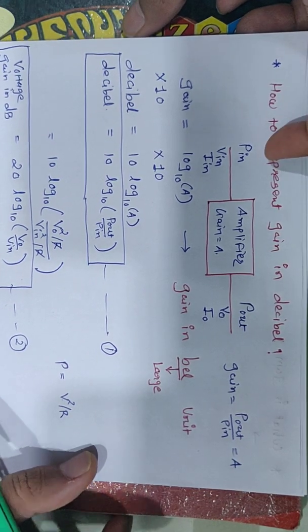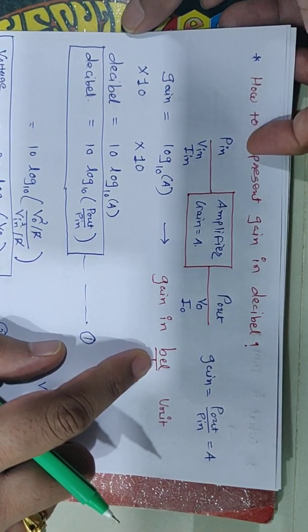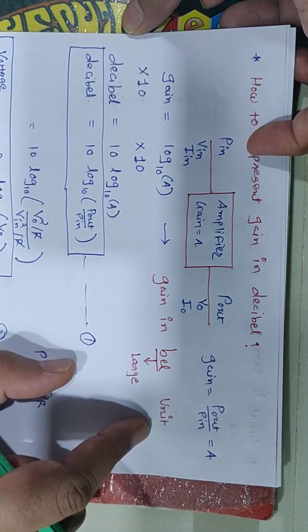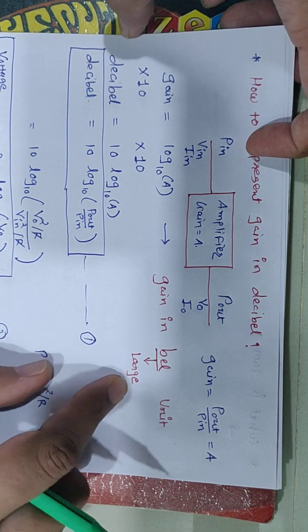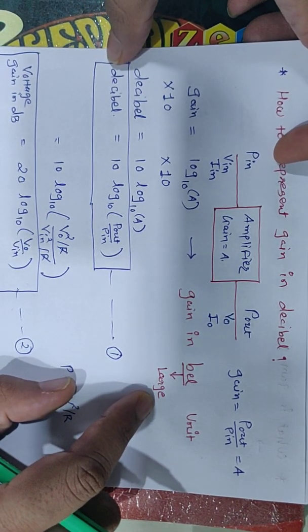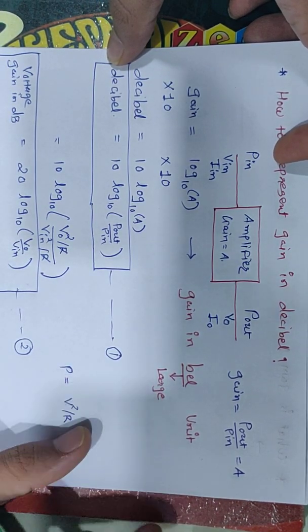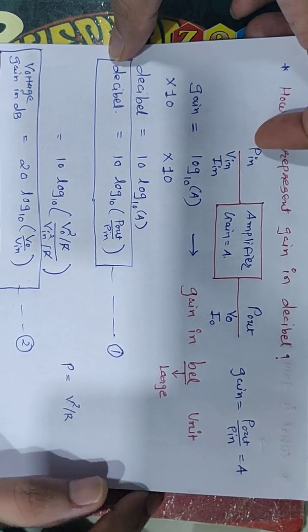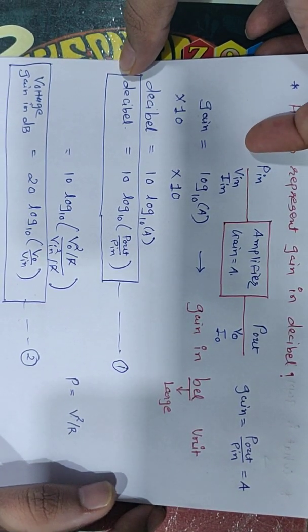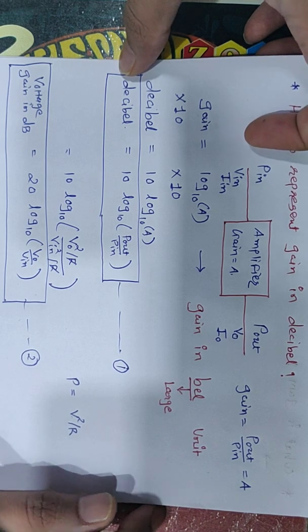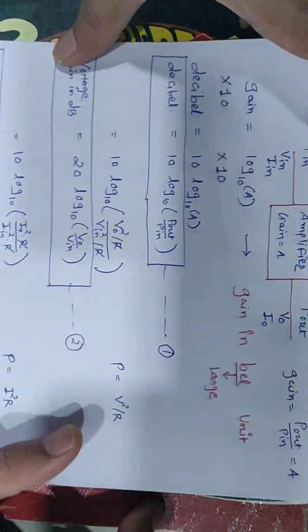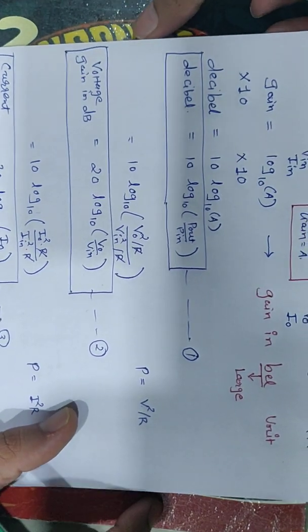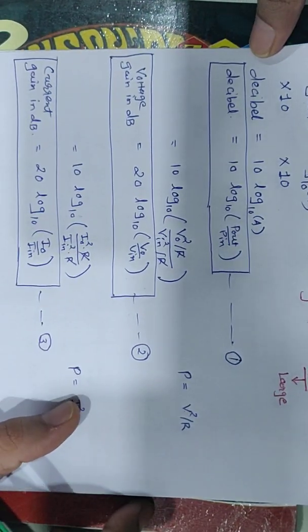Firstly it was discovered in the format of bel, but it is a very large unit, so we converted this large unit into a smaller unit, the decibel. For any device in electronics you can use the word gain, and we represent the similar things in this fashion. Right now we are discussing the amplifier's gain.